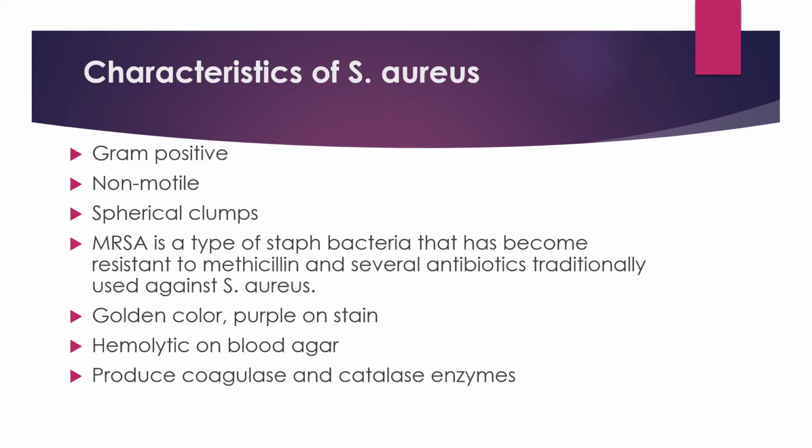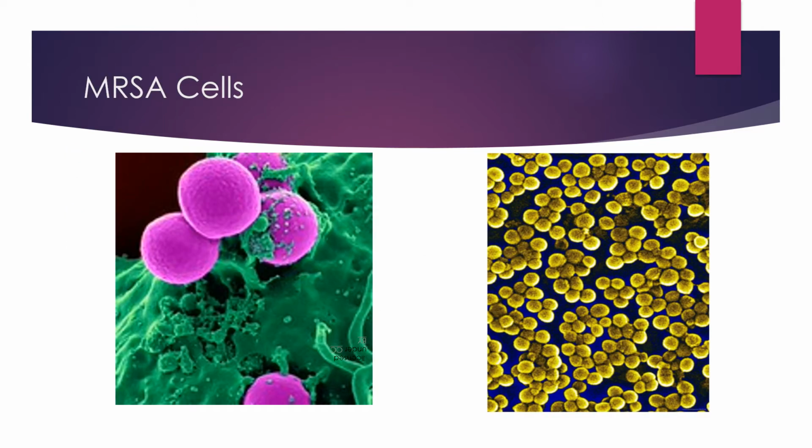Characteristics of S. aureus: it's gram-positive, non-motile. The shape is spherical clumps. It has a golden color, is purple on stain, hemolytic on blood agar, and produces coagulase and catalase enzymes. Here is what it looks like, the purple and the golden color sheet.